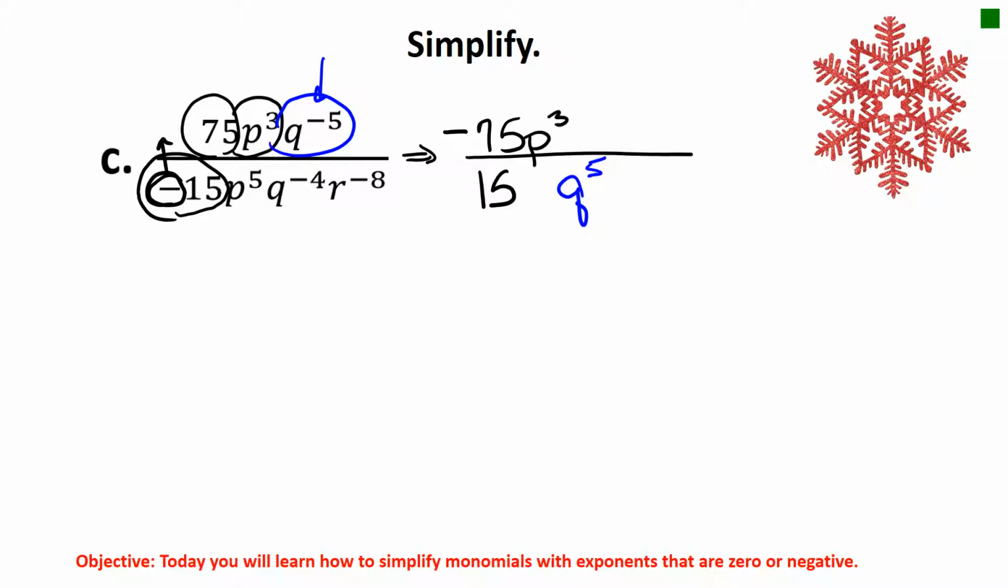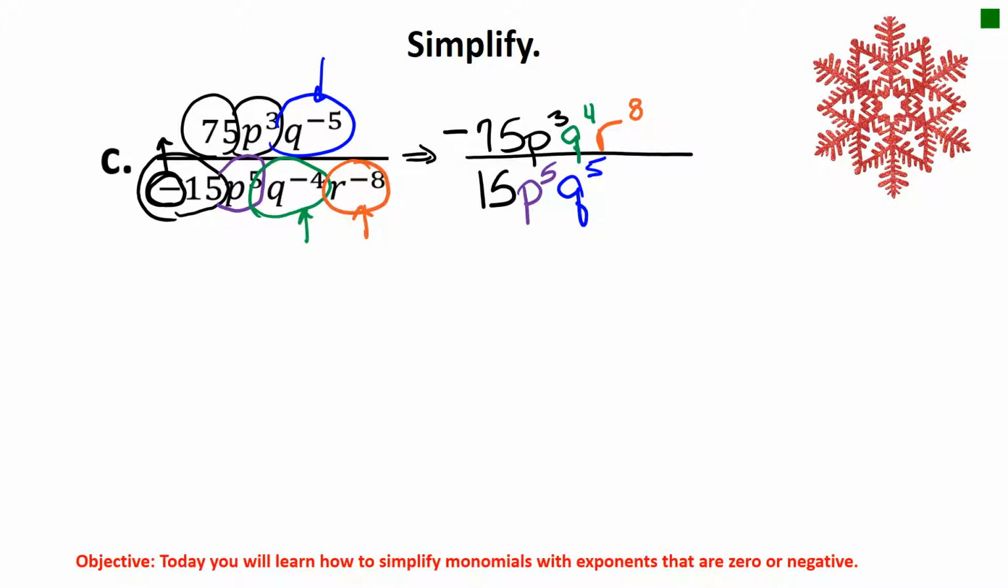So now I'm going to look at the P to the 5. It's positive, so I'm just going to leave it where it is. I'm going to look at the Q to the negative 4. It's got a negative exponent. Negative powers are not possible. We've got to move them to the other side. It's in the bottom, so I'm going to move that Q to the top. The negative 4 is going to become positive 4. And then I have this R to the negative 8. Again, negative exponent, not allowed. So I'm going to move it from the bottom to the top, and the negative is going to become positive.